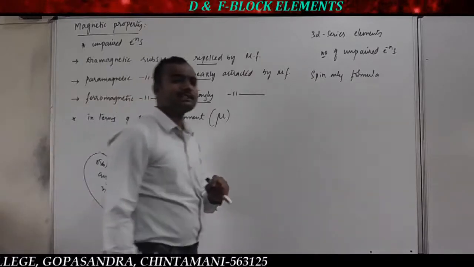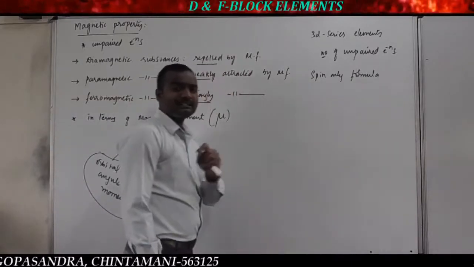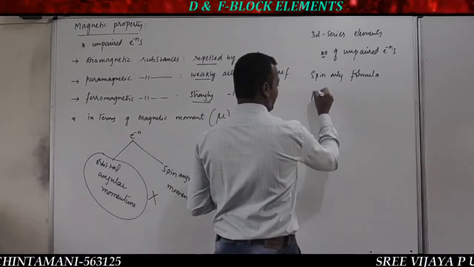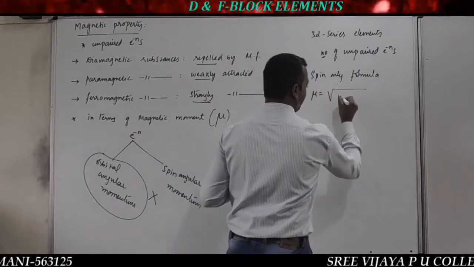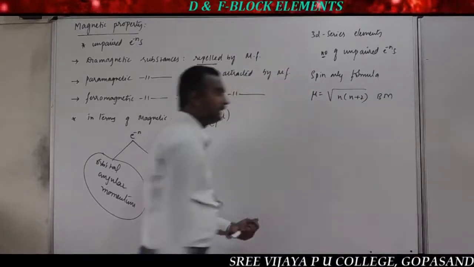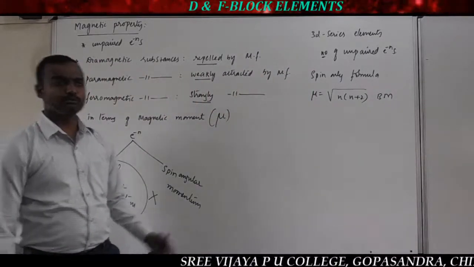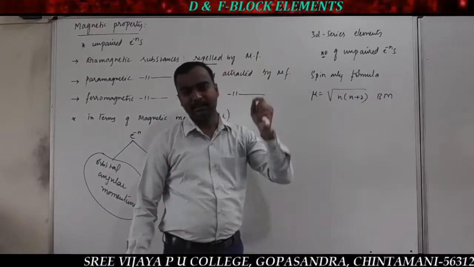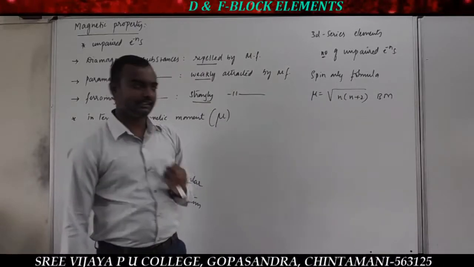So what is the spin only formula to use to calculate the magnetic moment in the case of 3D series elements? That is very very important. Mu is equal to root of n into n plus 2 Bohr magneton. BM is called Bohr magneton. This is the spin only formula to calculate the magnetic moment in the case of 3D series elements.